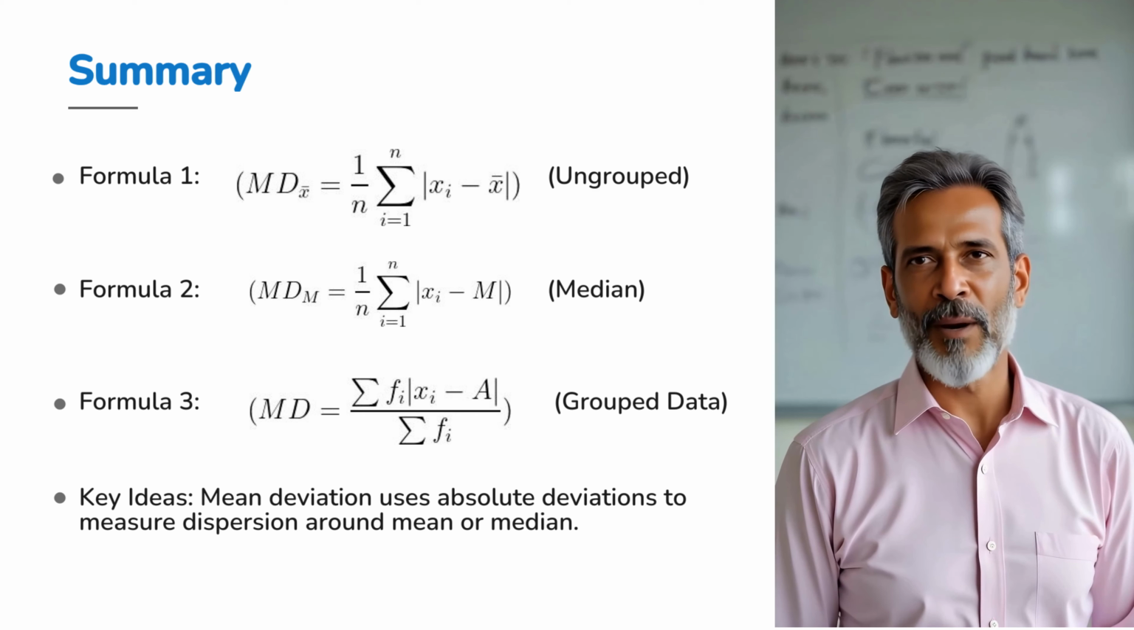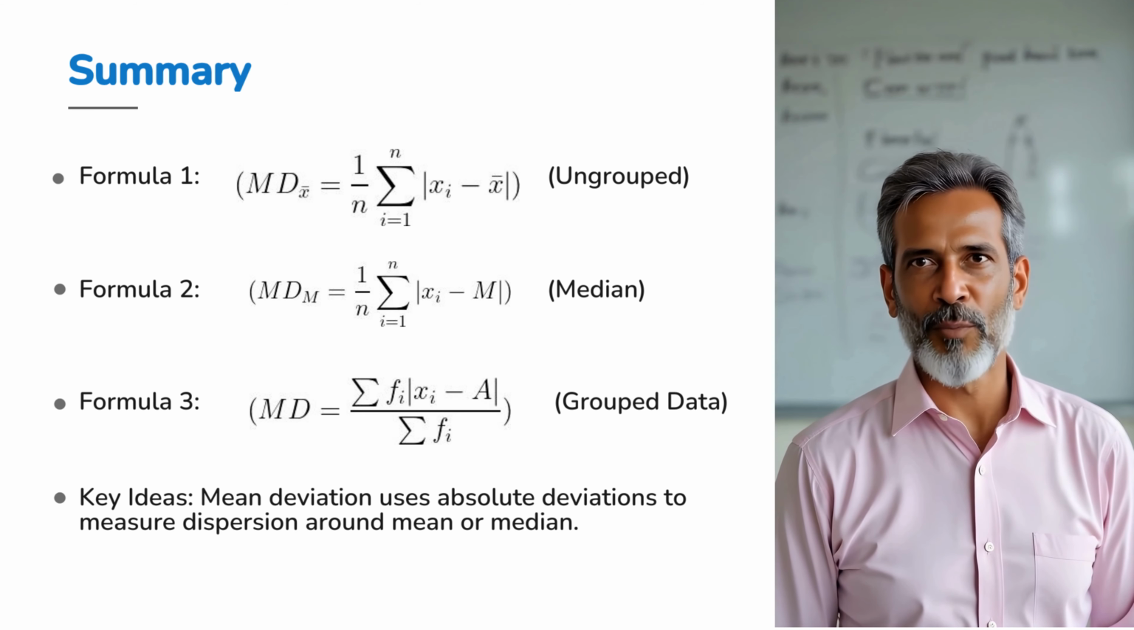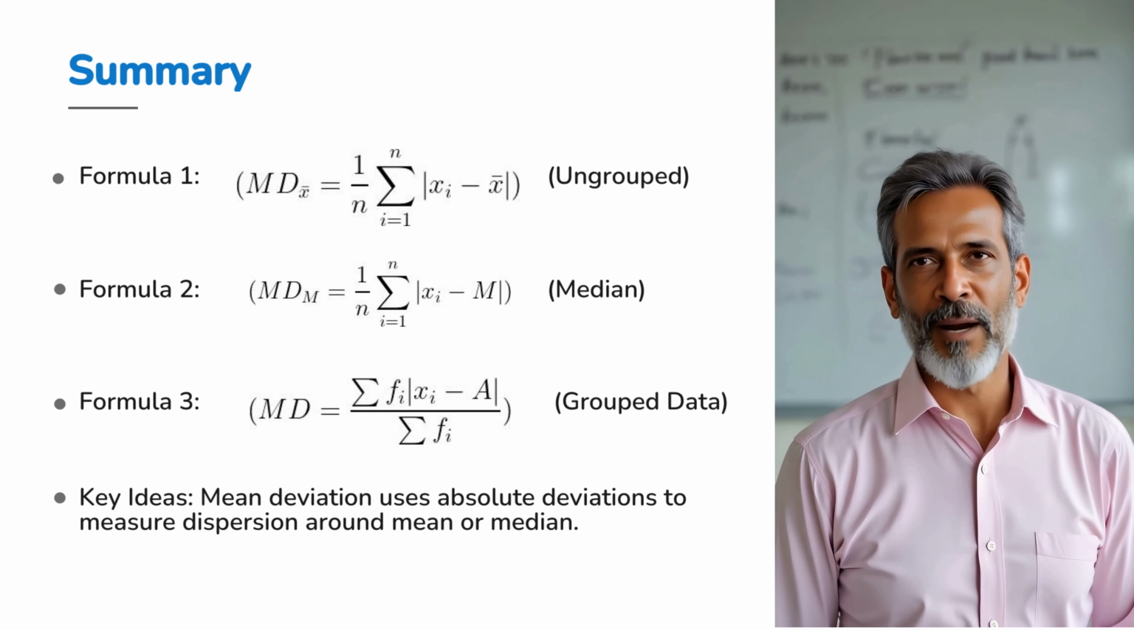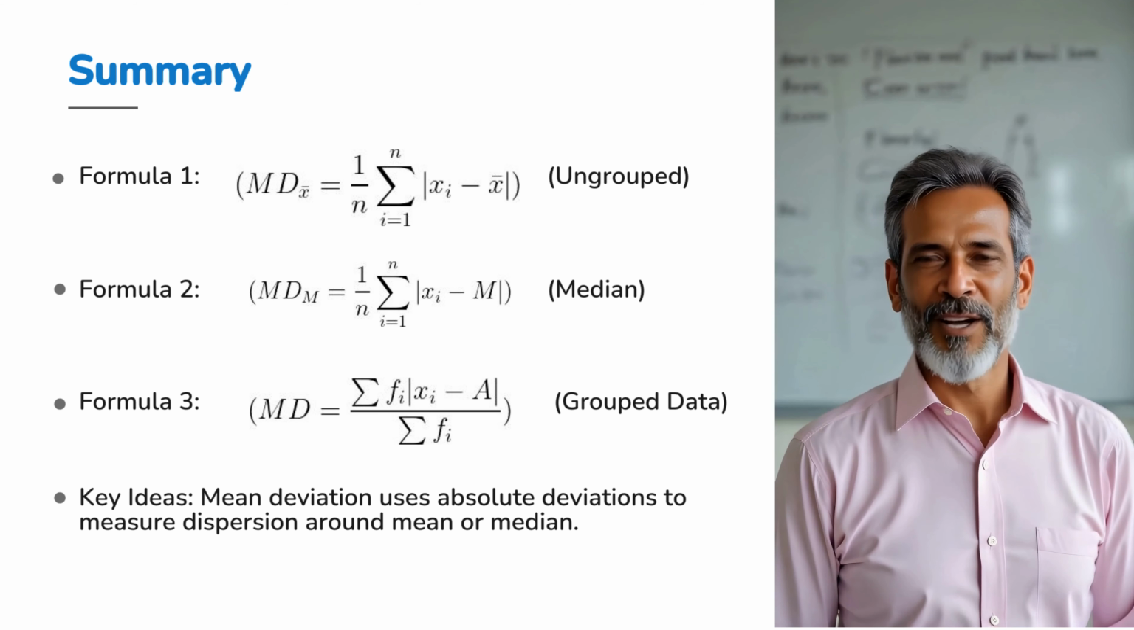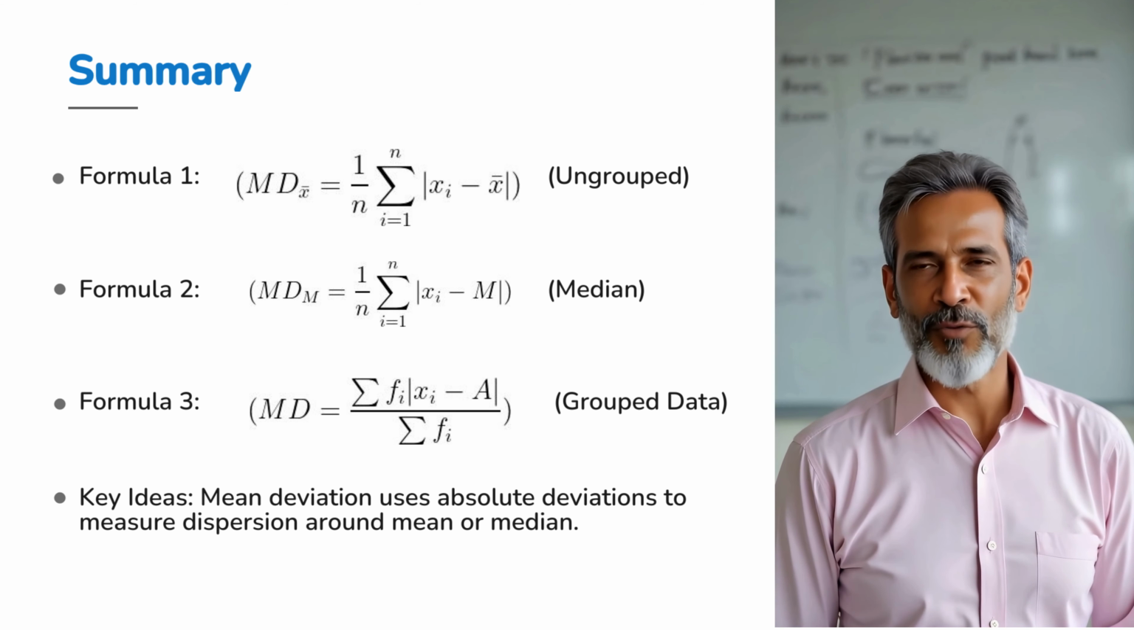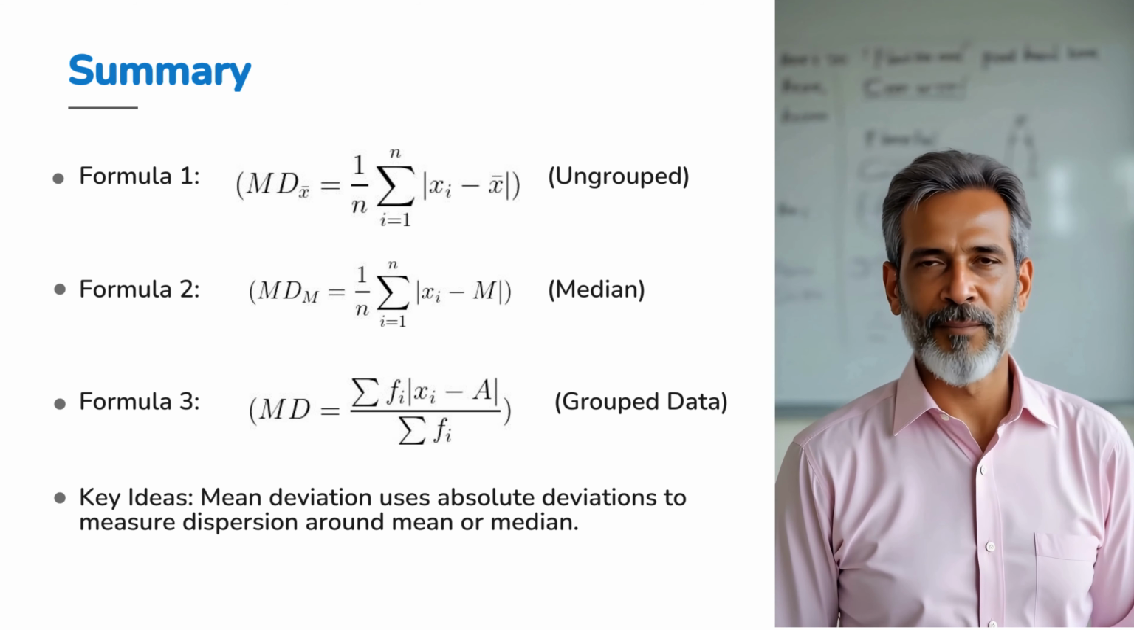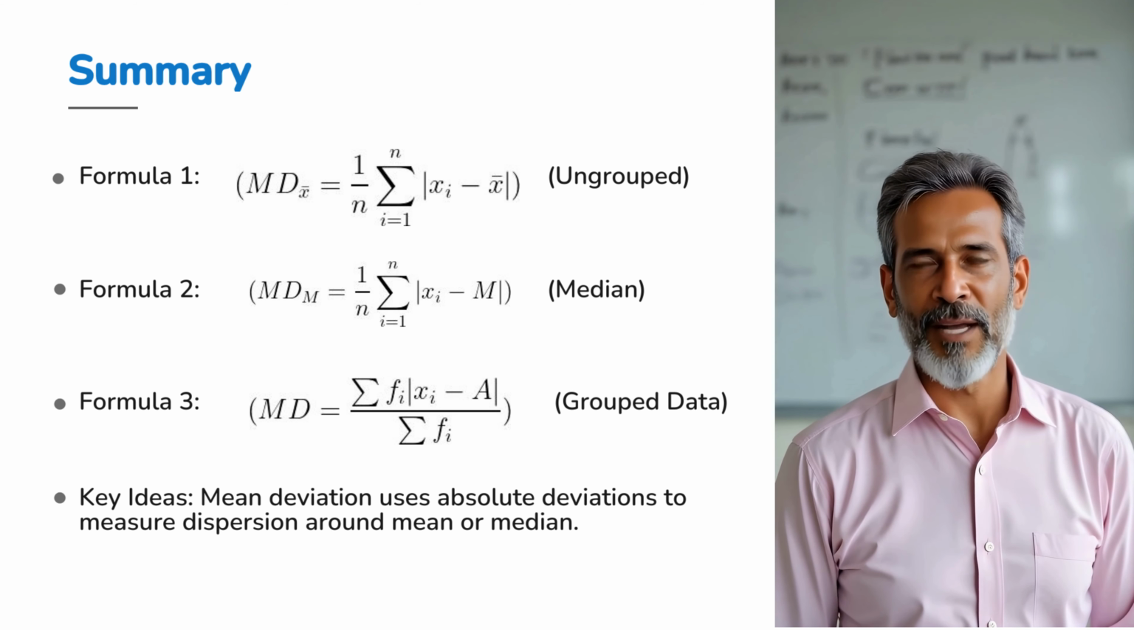Let's quickly recap our journey with mean deviation. For ungrouped data, the formula is mean deviation about mean equals 1 over n times the sum of absolute values of x sub i minus x bar. For median-based spread, mean deviation about median equals 1 over n times the sum of absolute values of x sub i minus m. In group data, mean deviation equals sum over i of frequency times absolute deviation divided by the sum of frequencies.